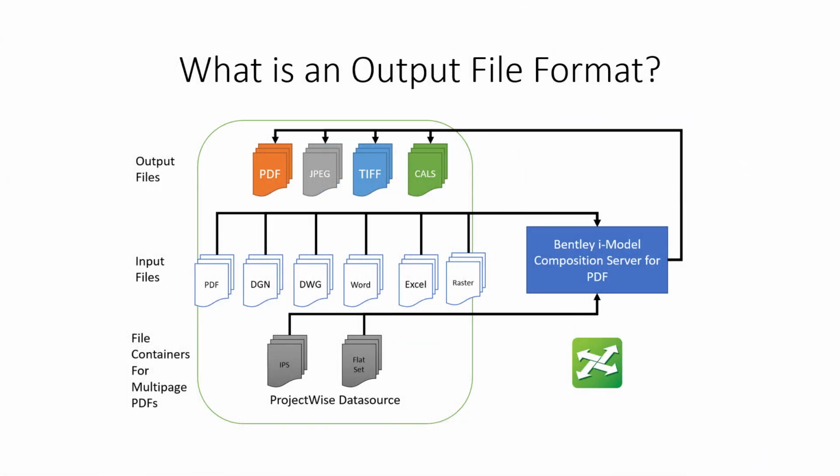What is an output file format? Supported output file formats that are generated by the iModel Composition Server are PDF, PDF-A, JPEG, TIFF, and CALS. Remember, a single job can process source files of more than one file type. Also, a single job can be configured to create renditions of more than one file type for each source file in the input set if necessary.